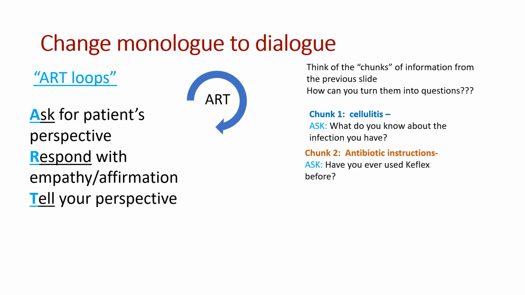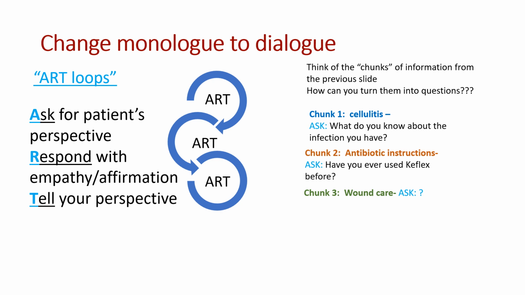Let's move on to chunk 2, which talked about antibiotic instructions. How can we change this into a question? Let's ask them, have you ever used Keflex before? Let them tell you their answer. You would respond and then tell them more information. That's another ART loop. Chunk 3 similarly was on wound care. Again, ask them a question about this. Get their response, respond, and then tell them some more information, and that would be a third ART loop. And you would continue these ART loops until all your information is shared.